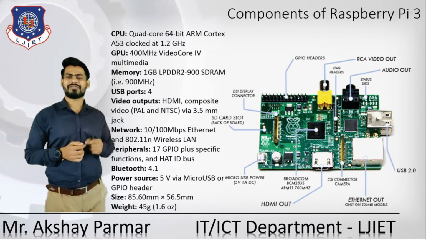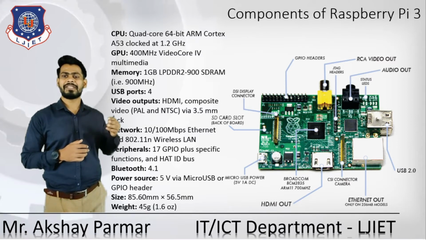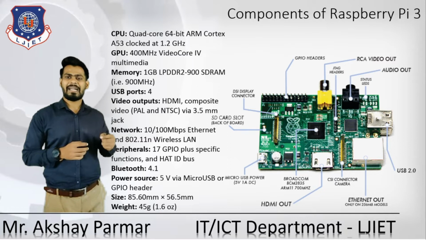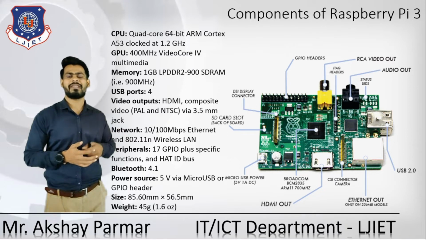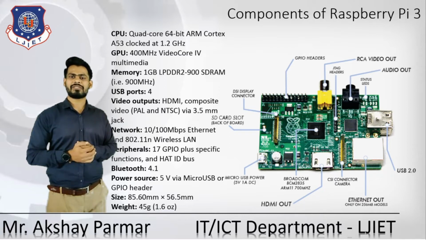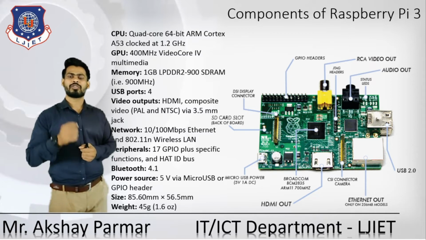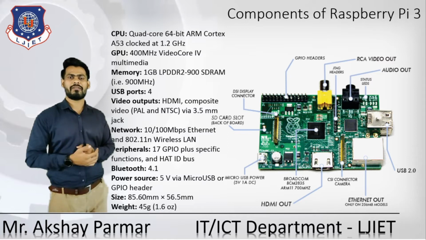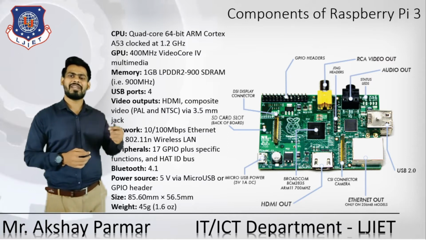For peripheral devices, we have 17 GPIO pins, with specific functions and HAT ID buses. We have Bluetooth 4.1 embedded in the Raspberry Pi 3. For the power source, as we have discussed, we have a micro USB slot, so we get a 5-volt power supply with the help of micro USB or the GPIO headers.